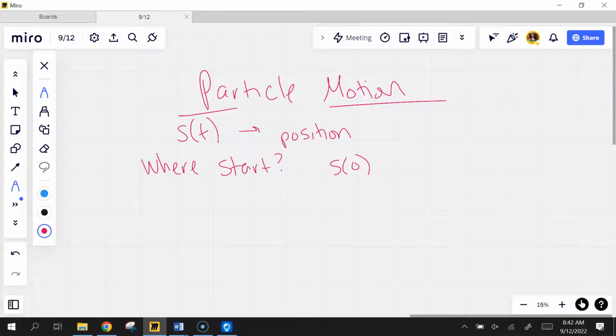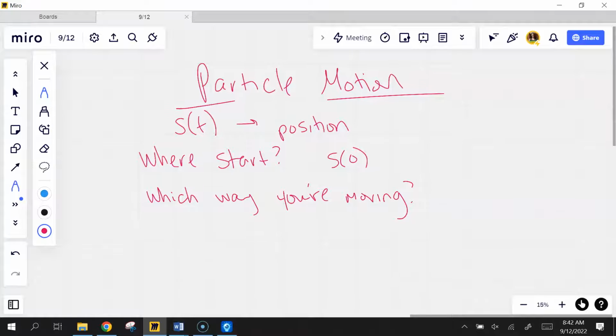How do you know which way you're moving? Signs of what? Velocity. That's exactly right. Signs of velocity. So when velocity is positive, that means I'm moving which way? To the right. And when velocity is negative, I'm moving to the left.